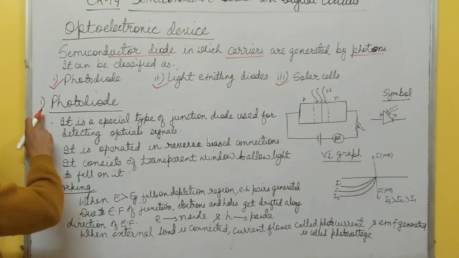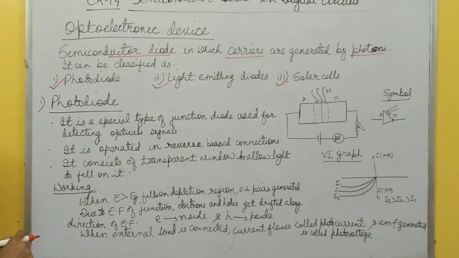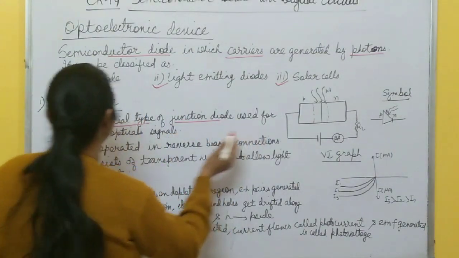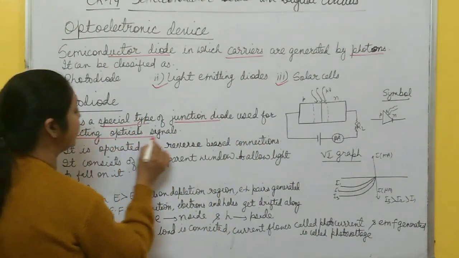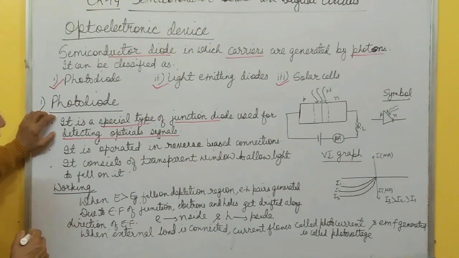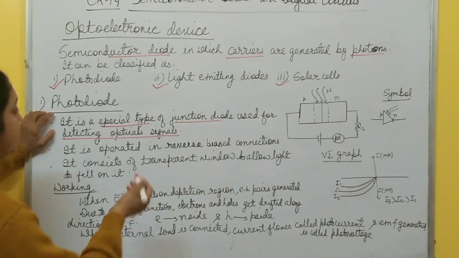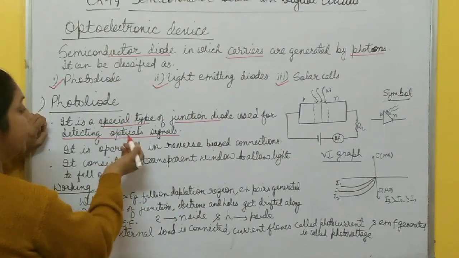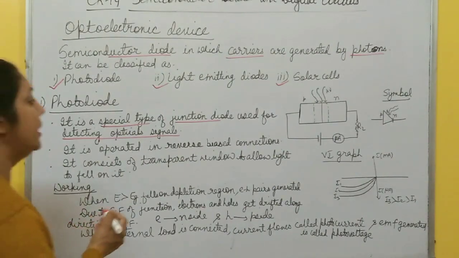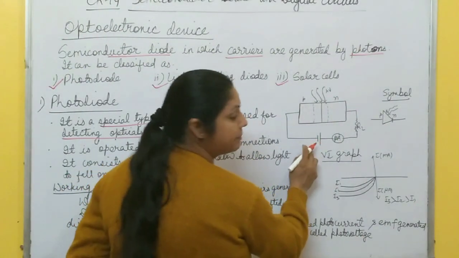First one is the photodiode. What is a photodiode? It is a special type of junction diode used for detecting optical signals. In 1 mark questions, this sentence is very important. It may generally be asked in a 1 mark question which type of semiconductor diode is used for detecting optical signals. Then you have to write photodiode. It is always operated in reverse bias condition.